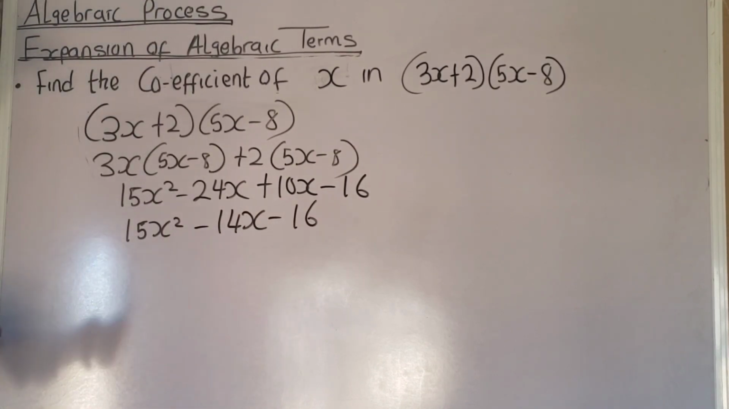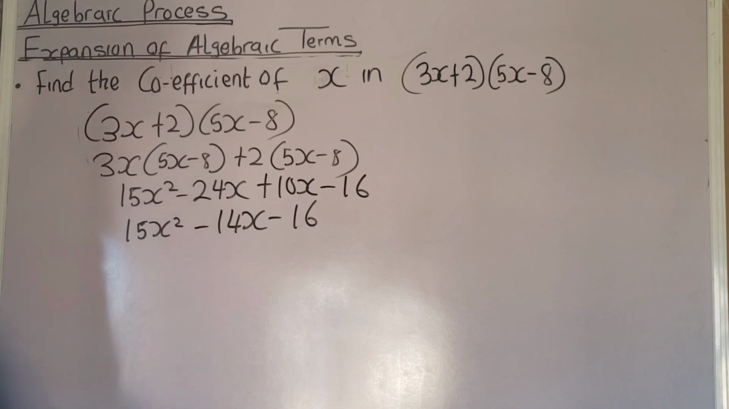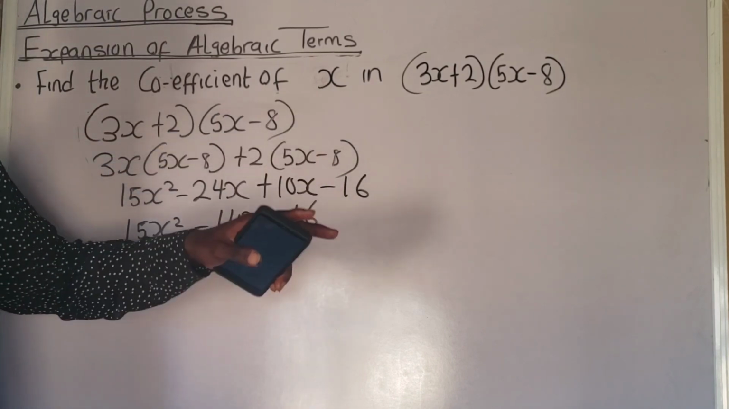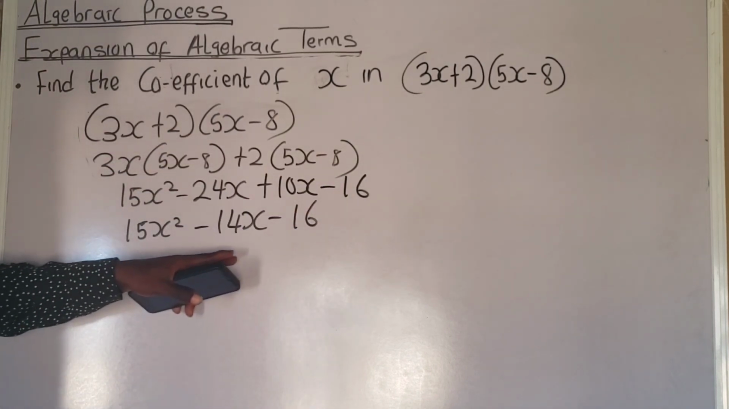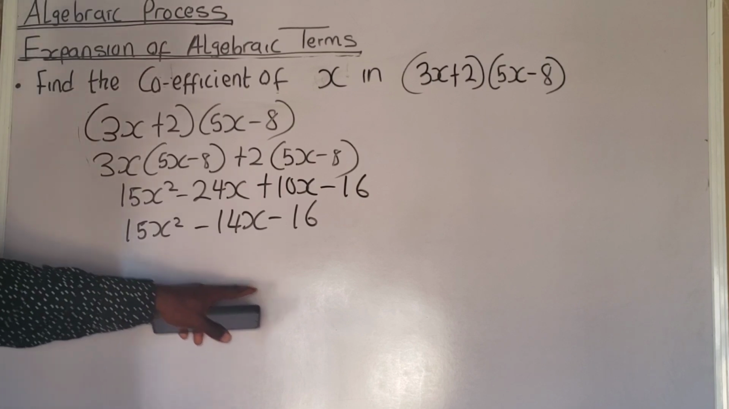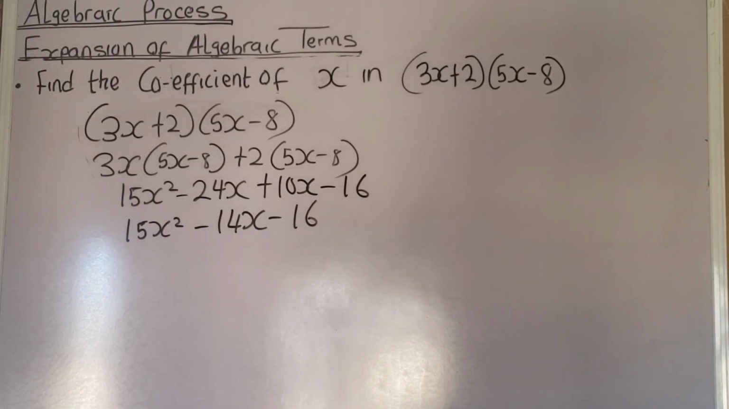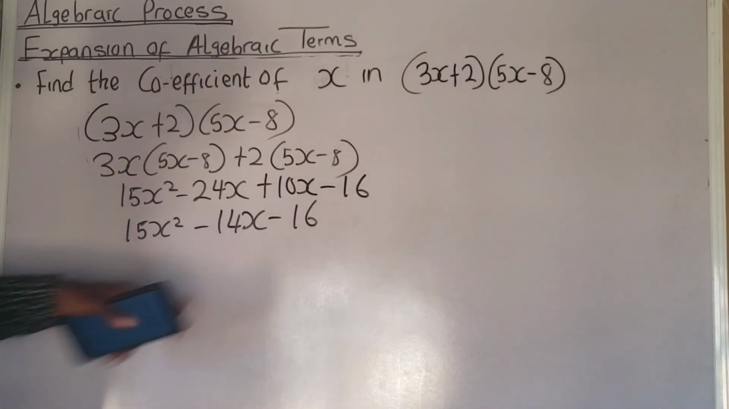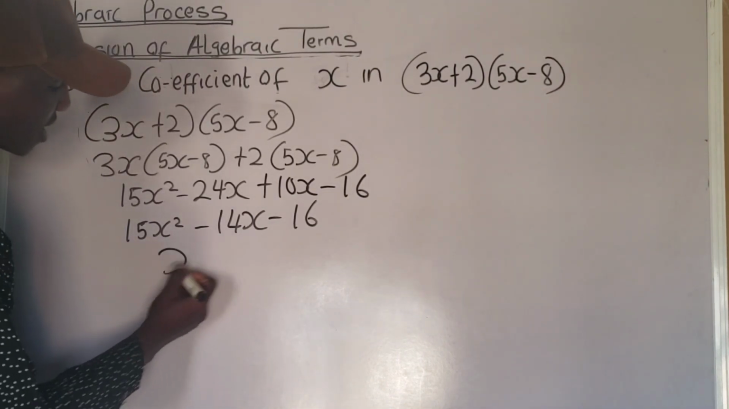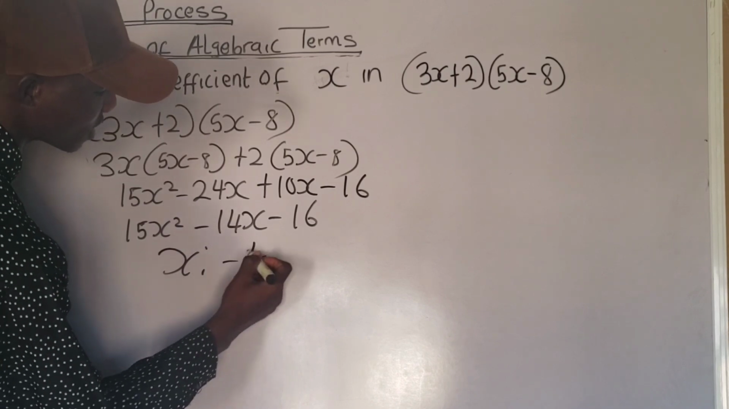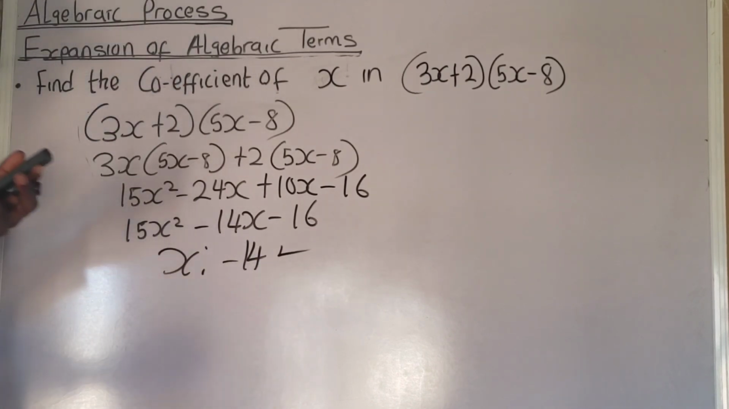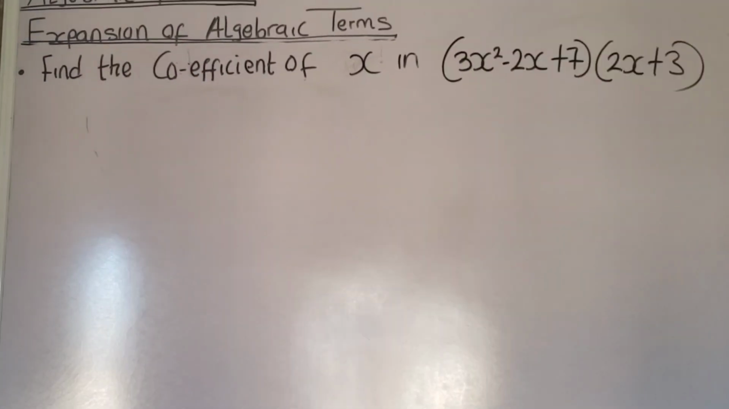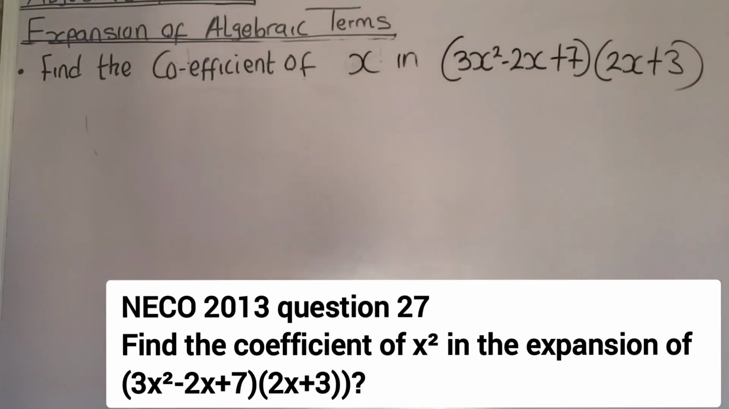Now, don't forget the goal. The goal is to determine the coefficient of x. The coefficient of x in this quadratic equation is what? Negative 14. The coefficient of x in that quadratic equation is negative 14 because that is the number at the front of x. So the answer, the coefficient of x, is negative 14. That is the answer. Do you understand? Okay, let's look at the last question for this class.